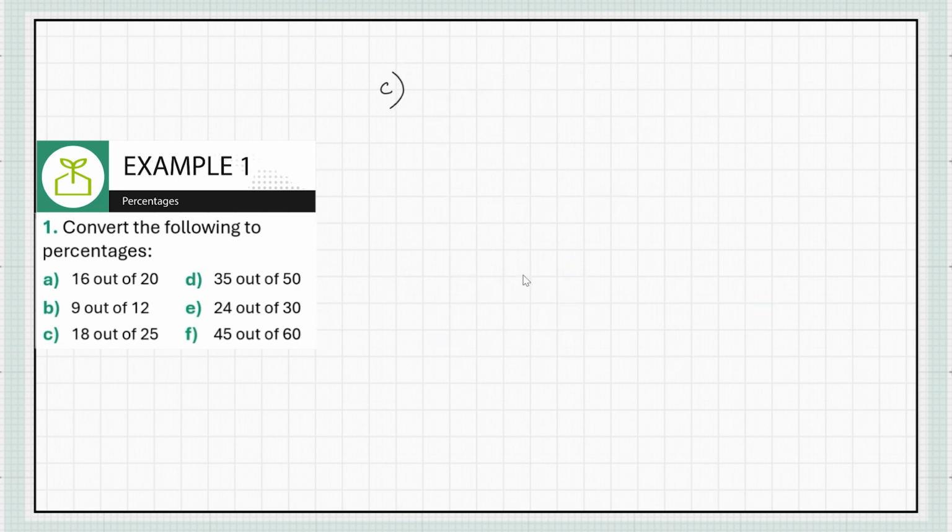Alright, let's look at C. So for C, we have 18 out of 25. Replace "out of" and turn it into a fraction, and then multiply by 100% over 1. Right, now all we have to do is try and find some common factors. So between 18 and 25 there won't be any common factors, but we can look diagonally and we can see that 25 and 100 obviously have a common factor of 25. So we can divide this by 25 and we'll get 1, and divide this by 25 and we will get 4.